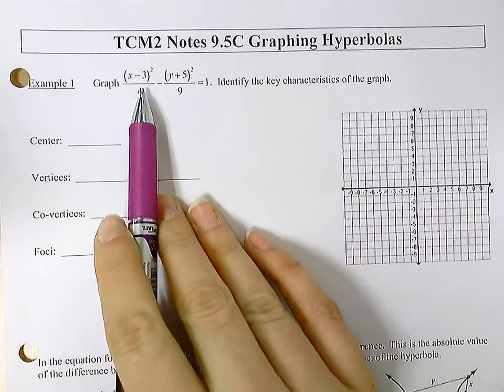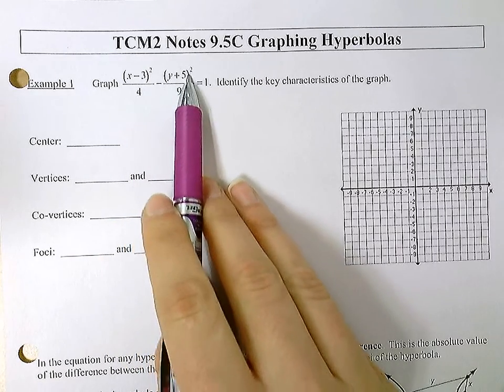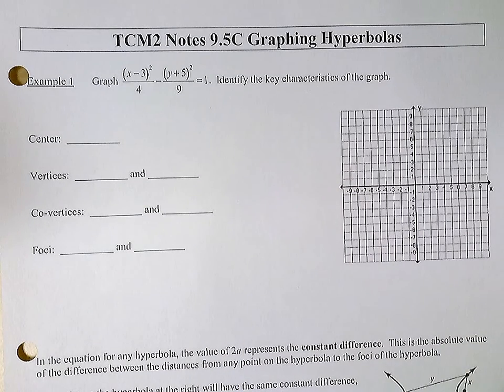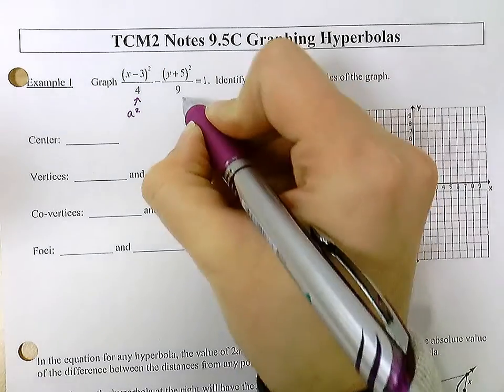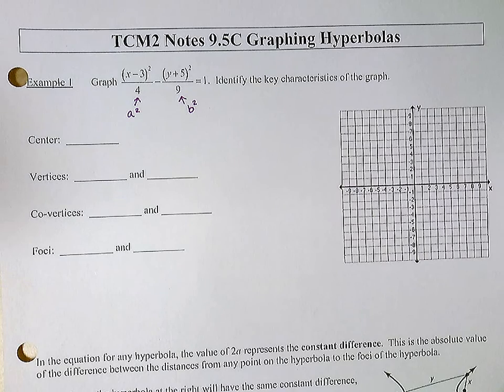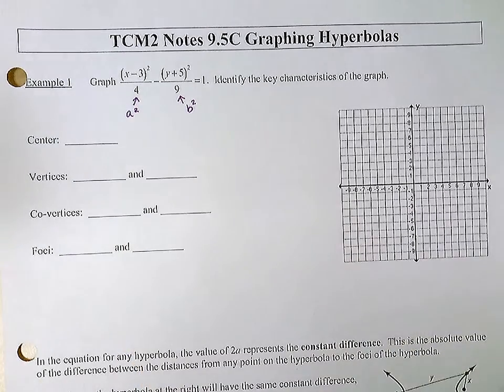So example 1, we have (x minus 3) squared over 4 minus (y plus 5) squared over 9 equals 1. And we want to identify these key characteristics. So first thing here, your a value in the denominator is always the first fraction. So this is your a squared value, and this is your b squared value. Seeing if this is vertical or horizontal, since a is under x, this is going to be a horizontal hyperbola.